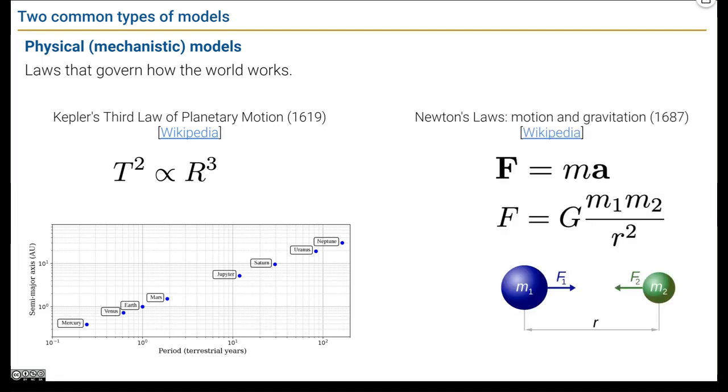A great example of this is Kepler's third law of planetary motion, and Newton's laws of motion and gravitation. So what do I mean by this? Historically, Kepler determined there was a relationship between a planet's period squared and its distance from the sun, specifically its semi-major axis length, cubed. What I've plotted here looks not like a square and a cube, it looks linear, because we've done a little trick to the data.